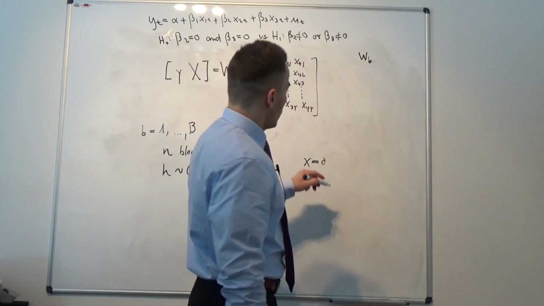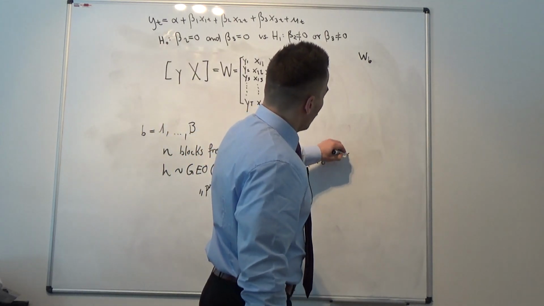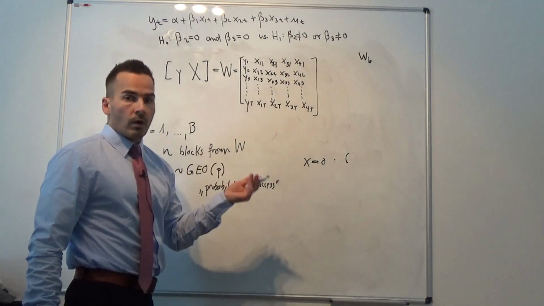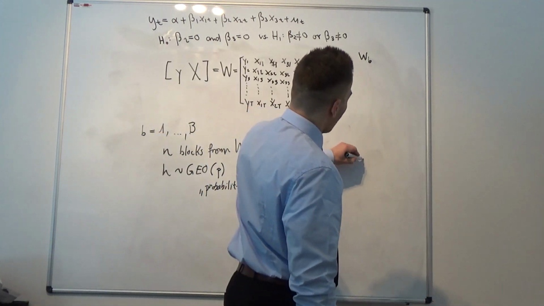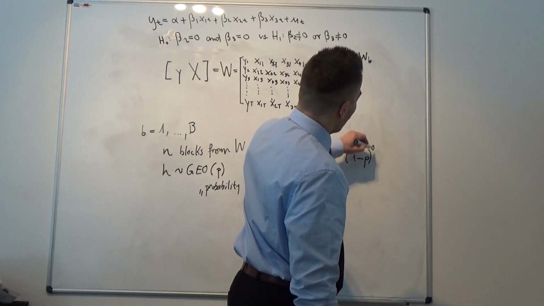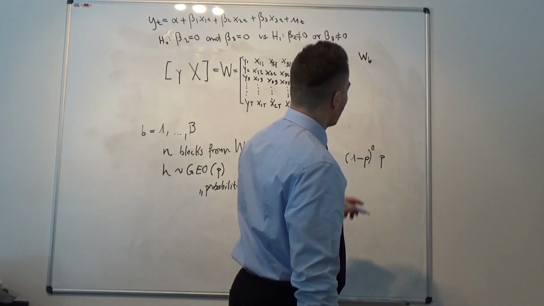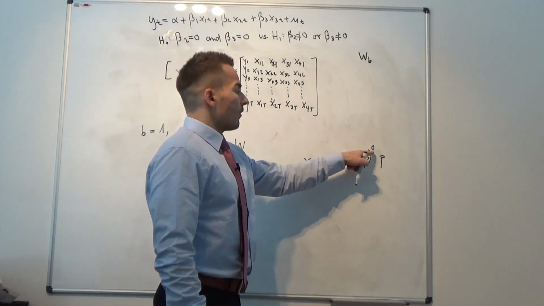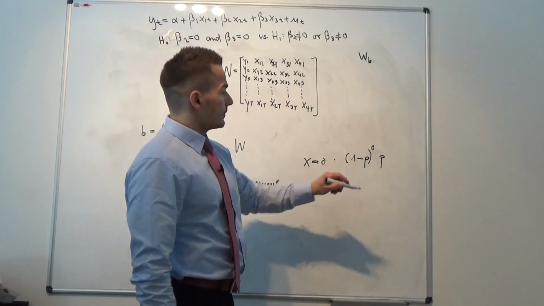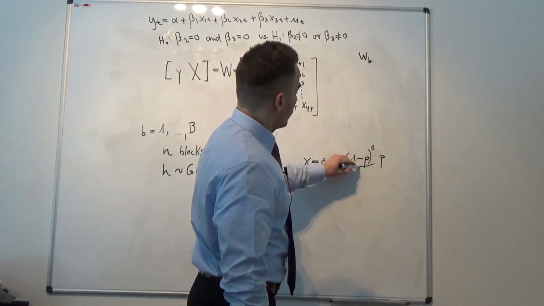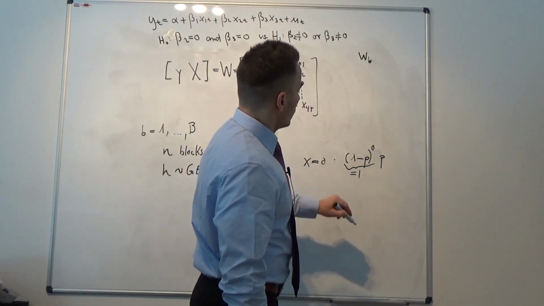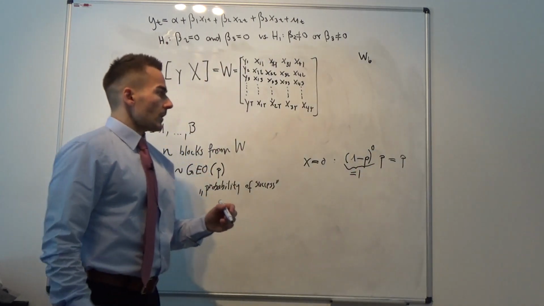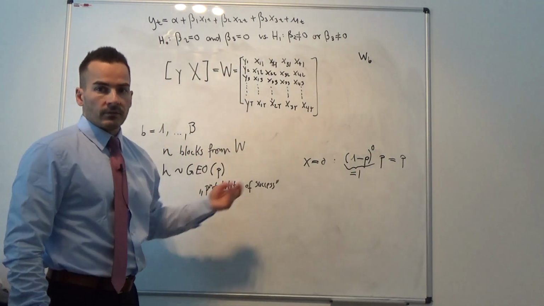So what does it mean? If p is the probability of success, the probability of failure is 1 minus p, right? So it's (1 minus p) to the power of 0 times p. (1 minus p) to the power of 0 is 1, so what comes out is p. It's simply the probability of success.